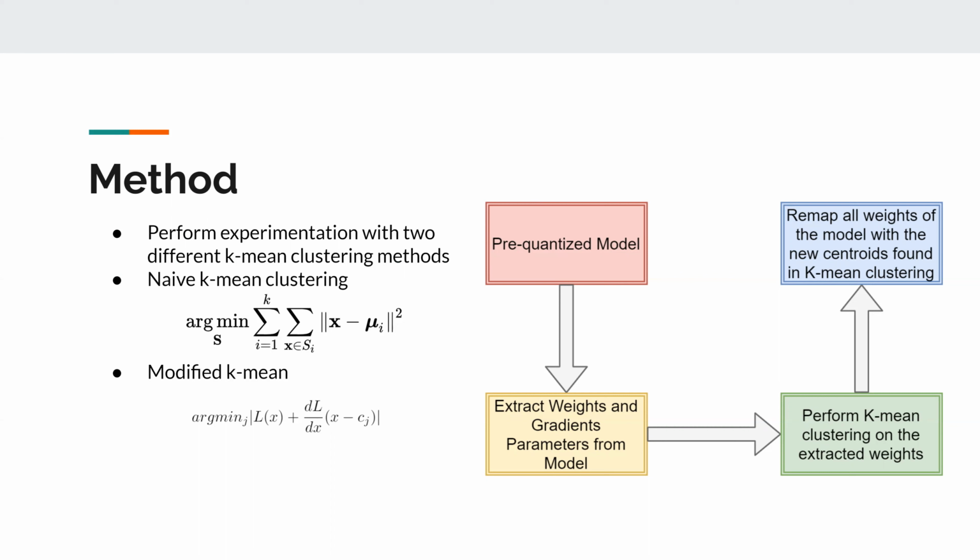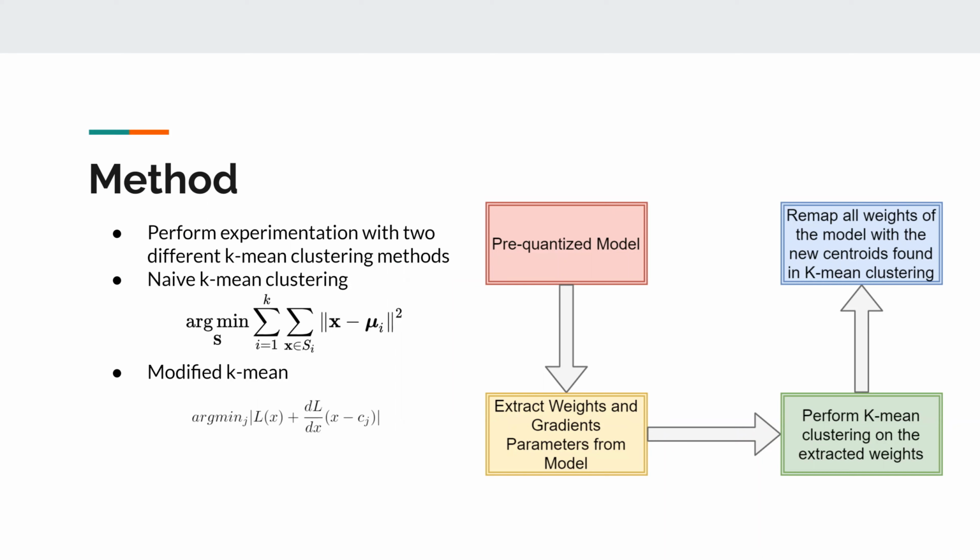On top of that, we also experiment with two different k-means clustering methods. The first is the naive k-means method that only takes the Euclidean distance of the weight and the centroid into account when performing clustering. The second k-means clustering method is the core of our group's quantization method.